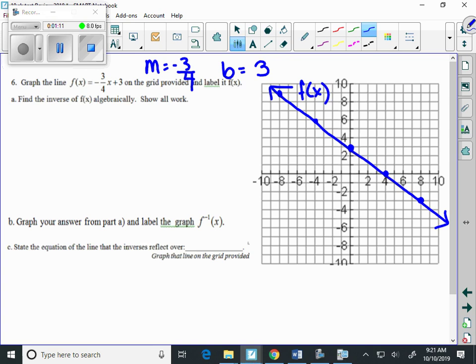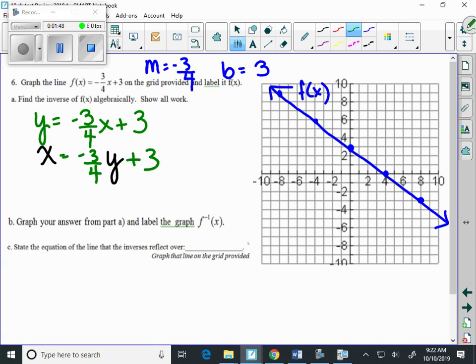So what we want to do with that graph now is find the inverse of that graph, and then we're going to graph that part as well. If you remember the steps for graphing an inverse, we start by rewriting f of x with y. So this is y equals negative 3/4 x plus 3. We switch the x and the y. X goes where y went, y goes where x went. And we have to solve for y.